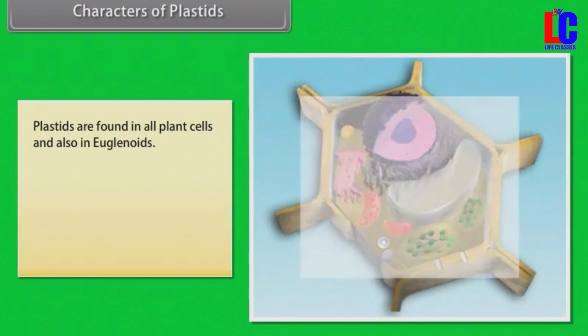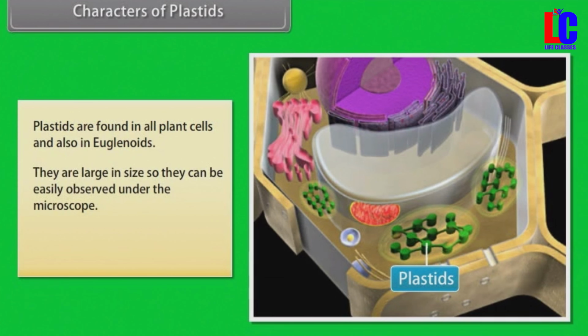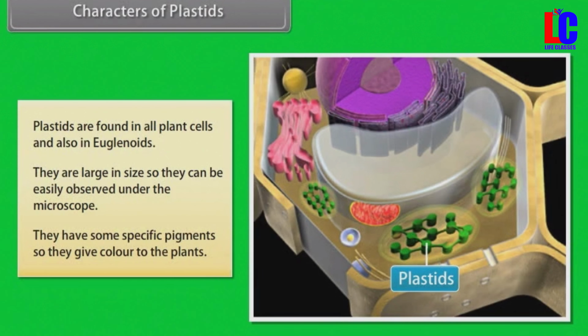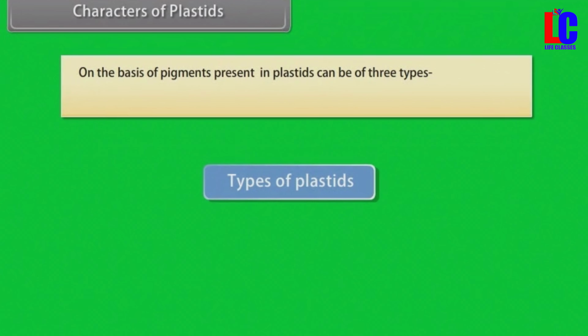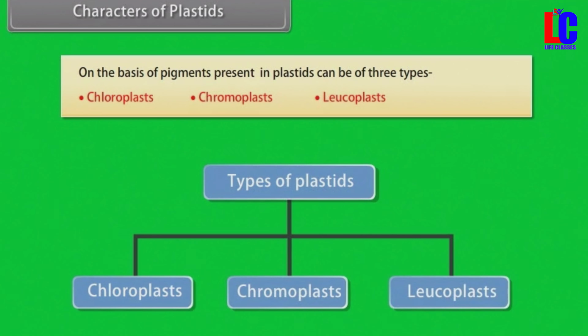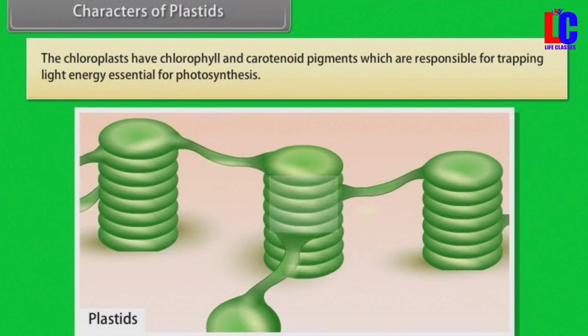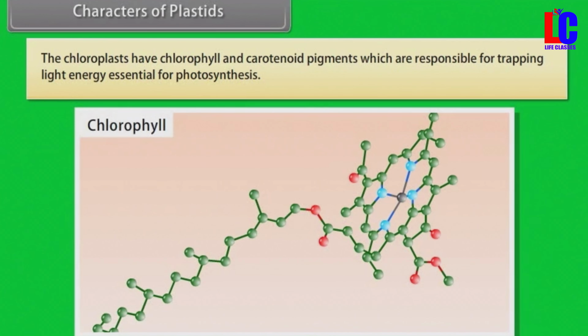Characters of plastids. Plastids are found in all plant cells and also in euglenoids. They are large in size, so they can be easily observed under the microscope. They have some specific pigments, so they give color to the plants. On the basis of pigments present in plastids, they can be of three types: chloroplasts, chromoplasts, and leucoplasts. The chloroplasts have chlorophyll and carotenoid pigments which are responsible for trapping light energy essential for photosynthesis.